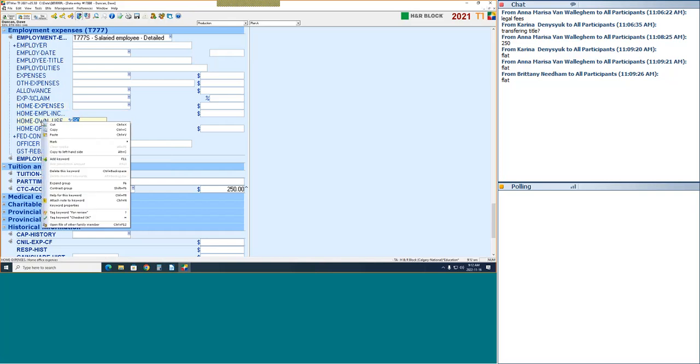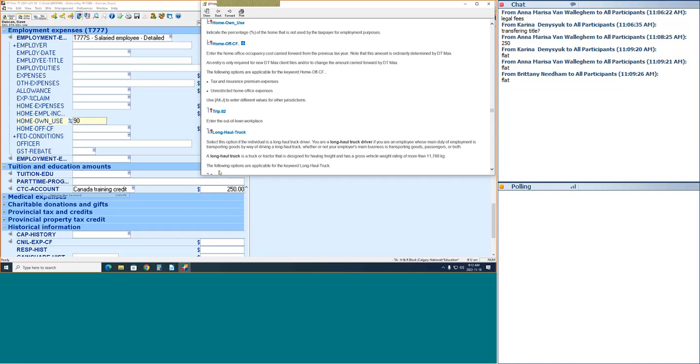And again, anytime you have to do something and you're not sure what it's asking for, when it says home own use, what do they mean? Is that business use or personal use? If you choose the help for the keyword, it gives you a bit more detail. It's the percentage of the home that is not used by the taxpayer for employment. So it's the personal side.